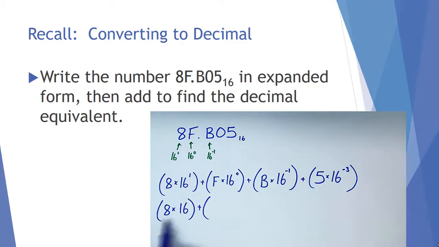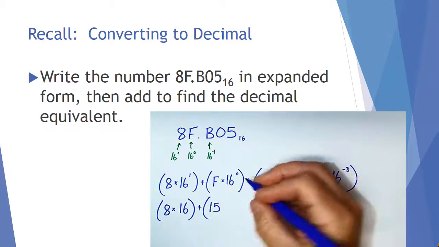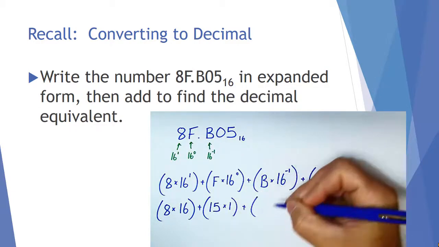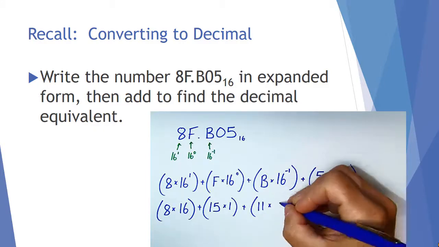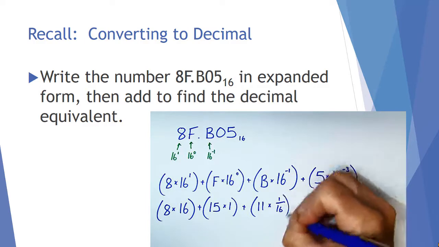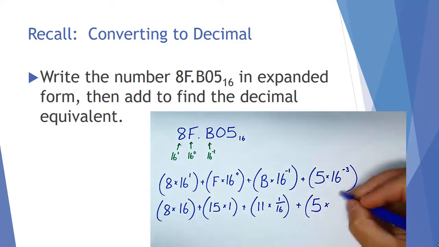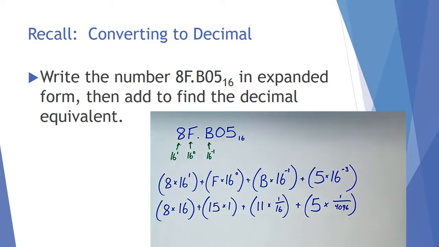8 times 16 to the 1, that's 8 times 16. F, as you should remember, is equal to 15 times 16 to the 0, but that's just a 1. B, hopefully you remember, is 11 times 16 to the negative 1, which is 1/16. And 5 times 16 to the negative third, that's 1 over 16 to the third power, which is 4096. Okay, so all we need to do is compute that, and we'll have our decimal equivalent.